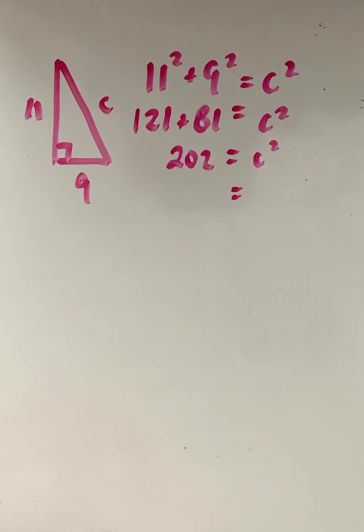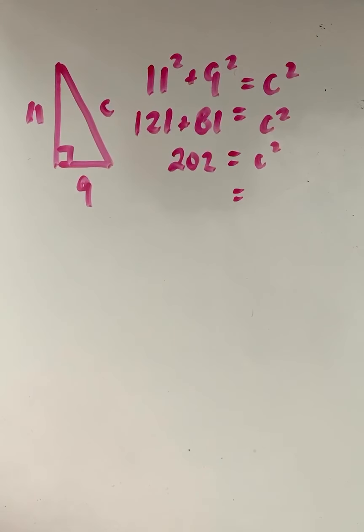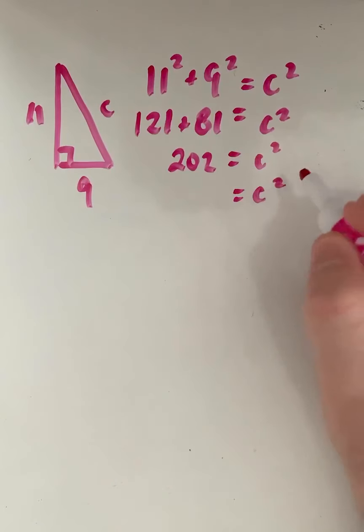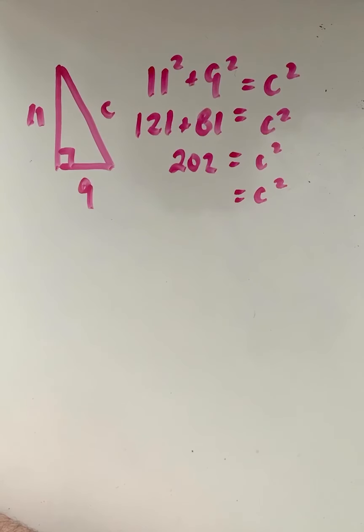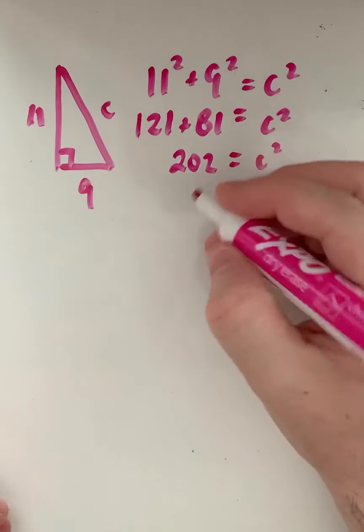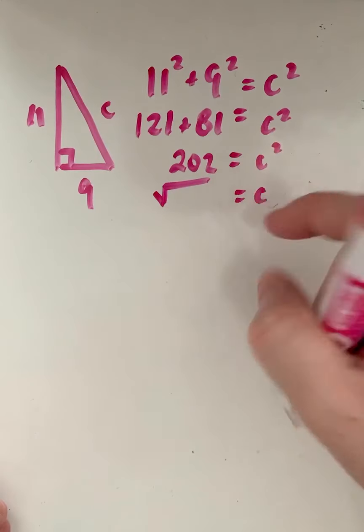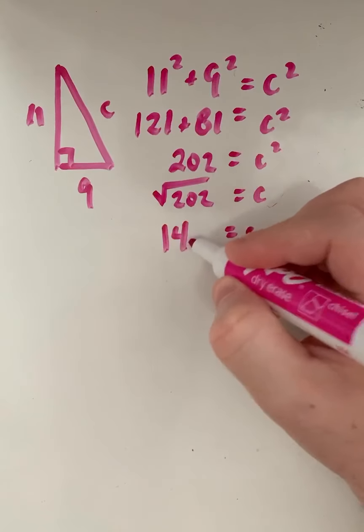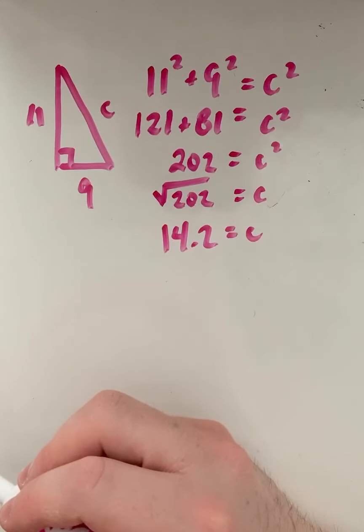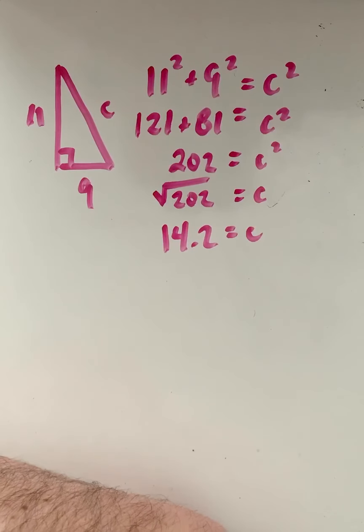Let me get my calculator out, just to make sure I'm not doing this off the top of my head. Oh, good job, Mr. Berger. And then c equals the square root of 202, and c will equal 14.2 in this first triangle. That would be the triangle that looks like a blue one.